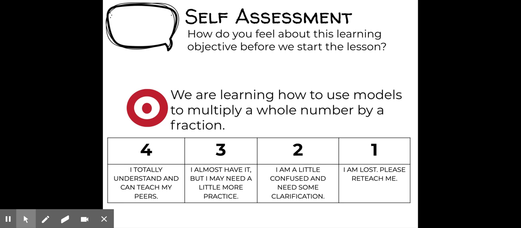I want you to think about your level of understanding before we get started. How do you feel about today's learning objective? If you watched the video before, we used bar diagrams to help us with multiplying fractions. Now we're going to be using models. We'll continue with that, but we're going to be multiplying a whole number by a fraction a little bit differently. So based on what you already know, I want you to write down how you're feeling right now.